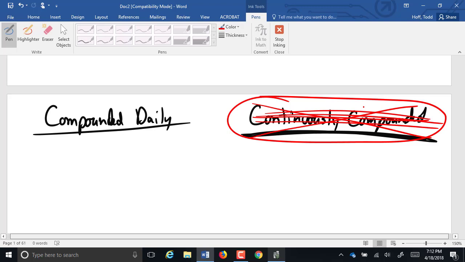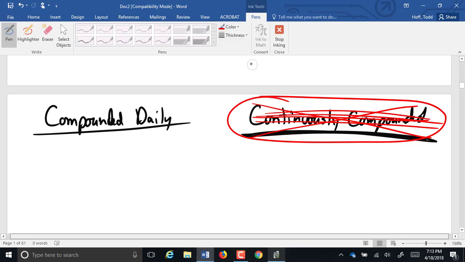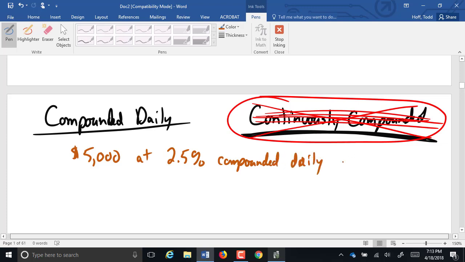Daily compounding really isn't that horrible. Let's say that we have $5,000 at, let's do 2.5% compounded daily for, let's say, 180 days.